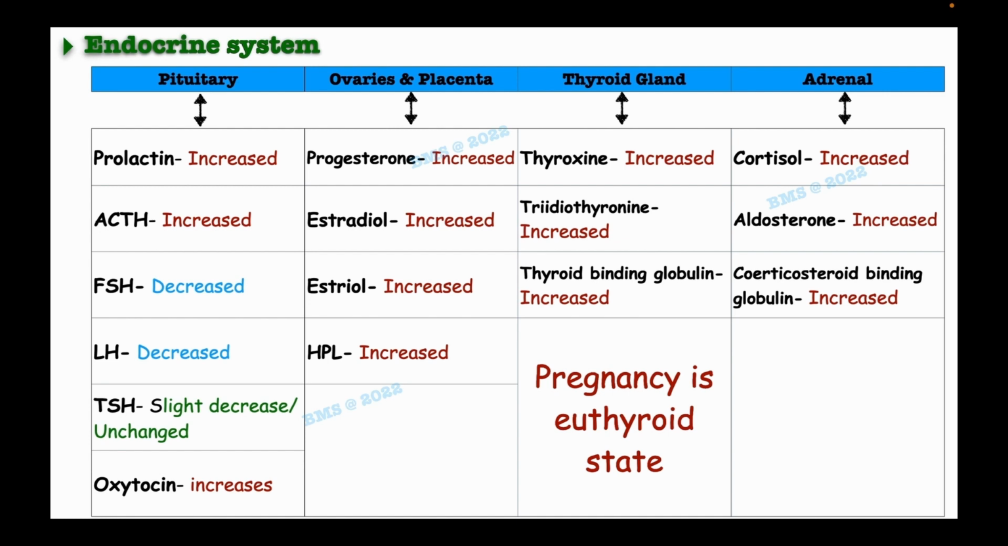We also find that there is going to be an increase in aldosterone, together with serum angiotensin 2. And so the increase in the serum angiotensin 2 and aldosterone levels contribute to sodium and water retention, which is required for the volume expansion in pregnancy. Then we also find that the corticosteroid binding globulin also increases. And so these are the changes which occur in the endocrine system.